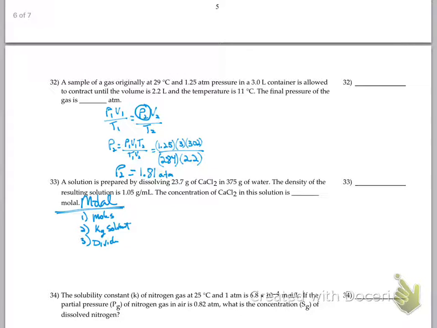Again, here are the steps for the molality. 1. Calculate the moles. 2. Calculate the kilograms of solvent. And 3. Divide the two numbers. Remember, I divide by the molar mass to calculate moles, and move the decimal place to the left to calculate the number of kilograms. Now, I just divide the two numbers. 0.21 divided by 0.375, that equals 0.57 molality.